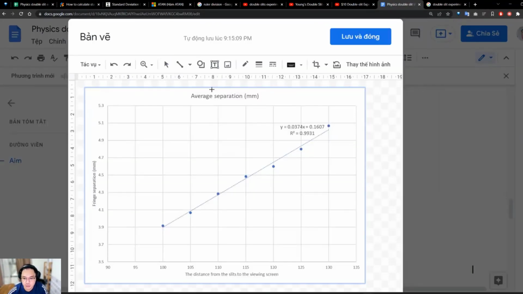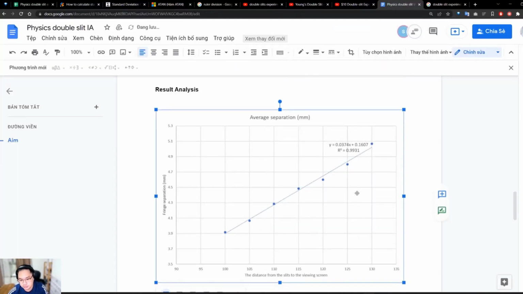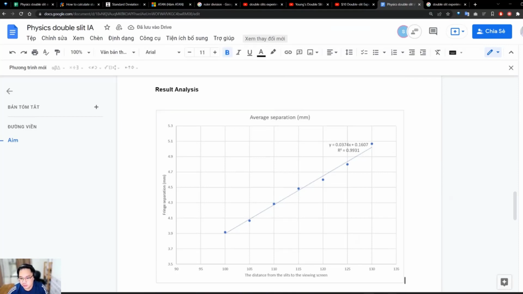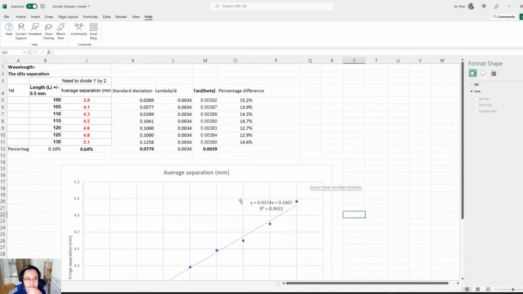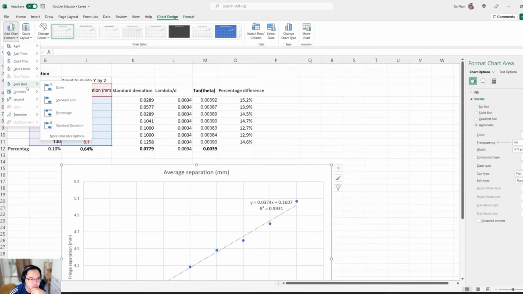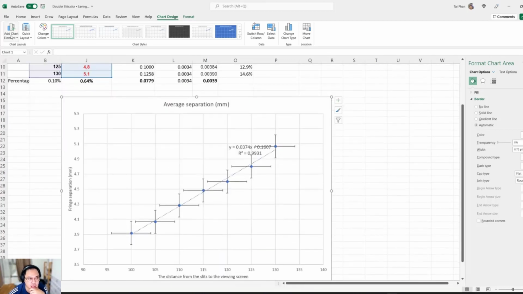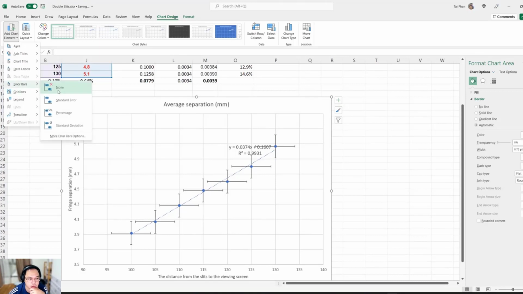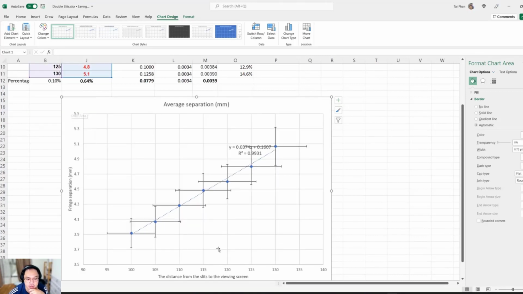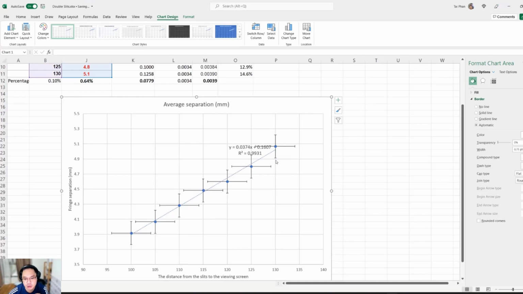Yeah, I insert the worst fit line. Oh, I need to insert the error bar first. For the error bars, add element error bars, standard deviation, that it could be too big, huh? How about percent error bars, 5%? 5% is approximately still the same as the standard deviation, okay? Error bar by using standard deviation.